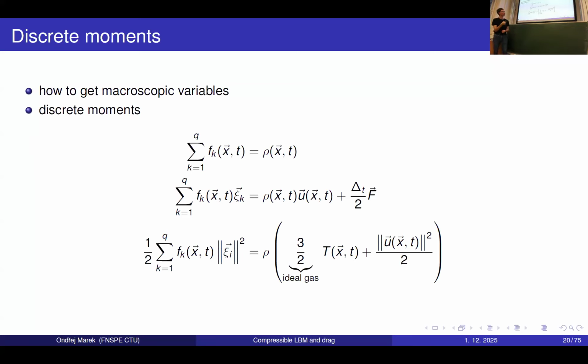And the microscopic variables can be discretized. The integrals are discretized to just sums over the distribution functions. Here, the only change which comes from the analysis of the convergence to the Navier-Stokes equations is just that for the velocity, there is also the forcing term, where we are adding half a force, again specific force, and ideal gas.